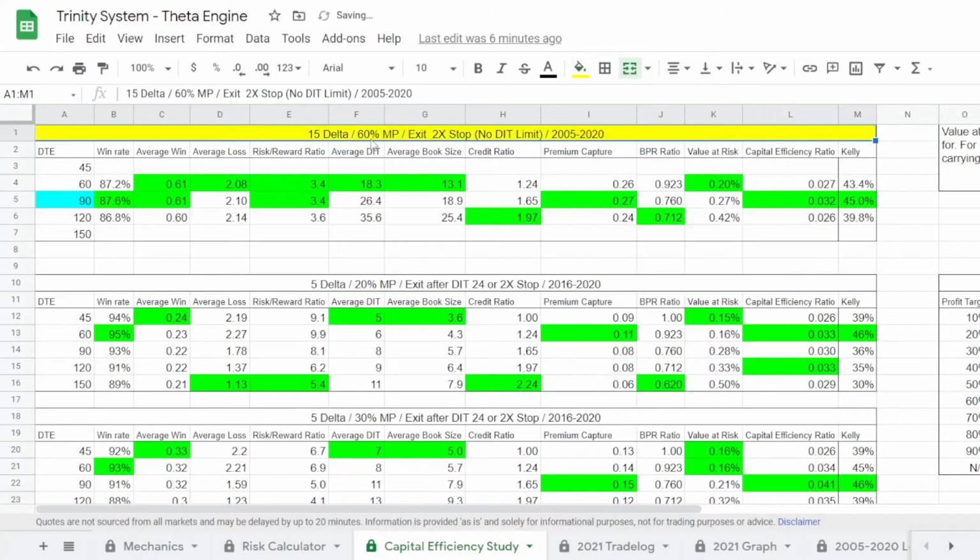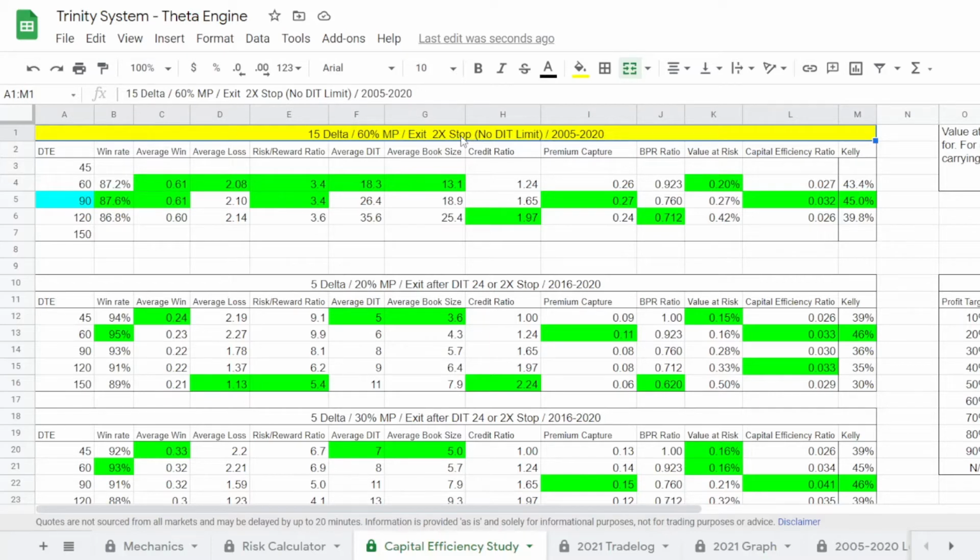60% max profit. This is kind of the sweet spot we found. It's just a little bit higher, so you improve the risk reward a little bit versus the 50% max profit. And we're still exiting at 2x loss. Remember this is 3x credit, which is a 200% stop loss. But right now there's no DIT cutoff. So we're going to let this trade run.